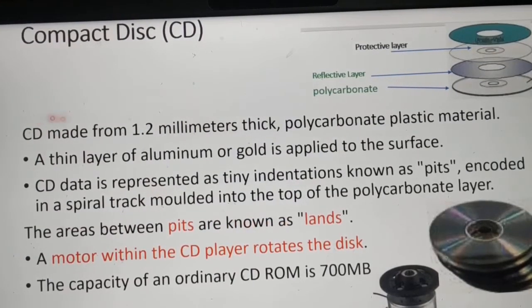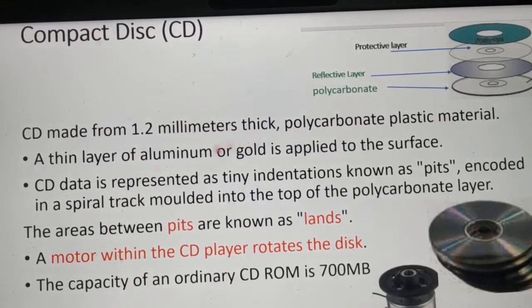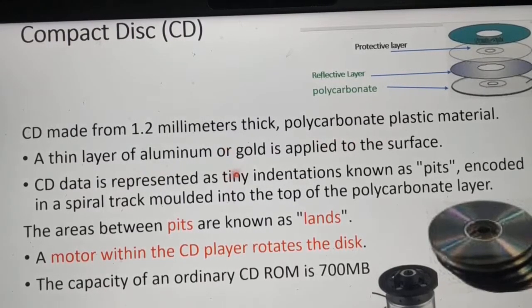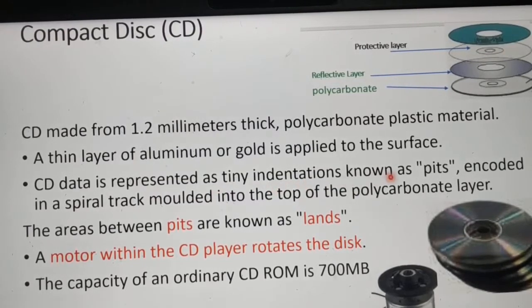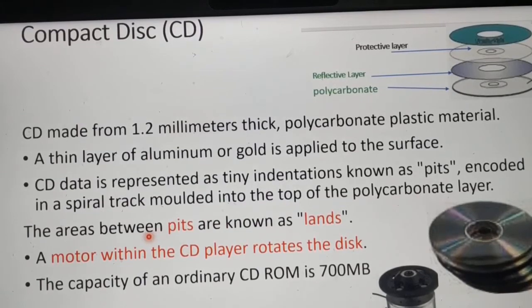The CD is made from 1.2 millimeters thick polycarbonate plastic material. Then above the polycarbonate plastic material, a thin layer of aluminum or gold is applied to the surface. Here, CD data is represented as tiny indentations known as pits. It is encoded in a spiral track molded into the top of the polycarbonate layer. The areas between pits are known as land.